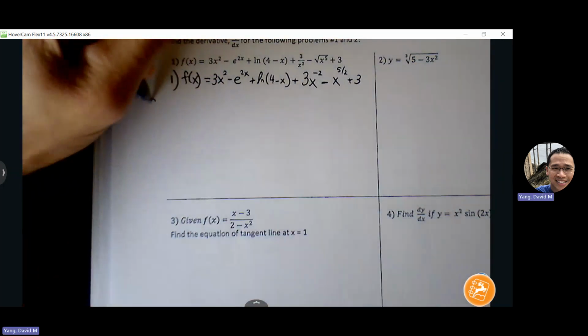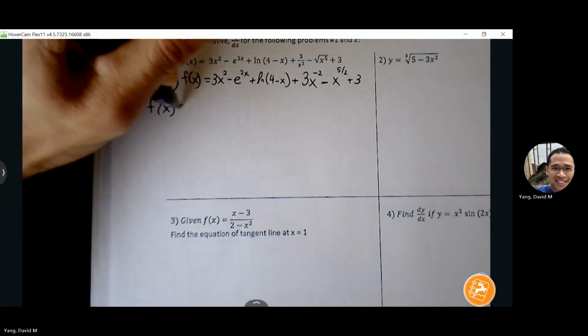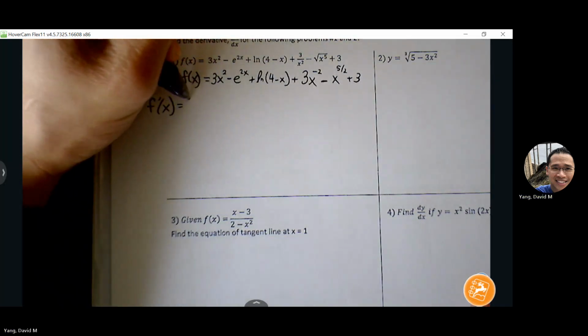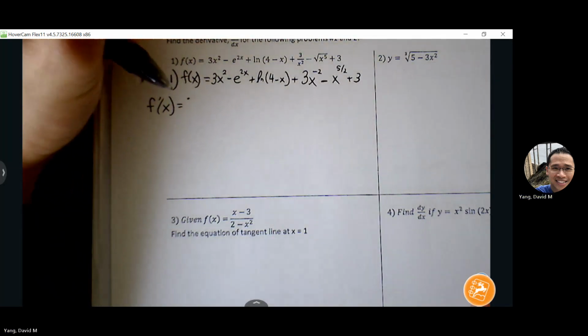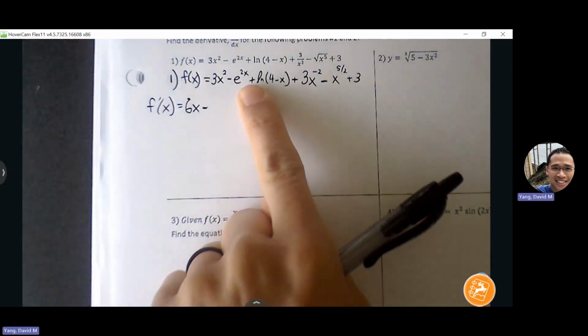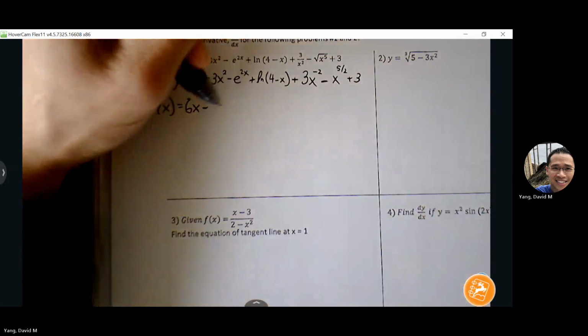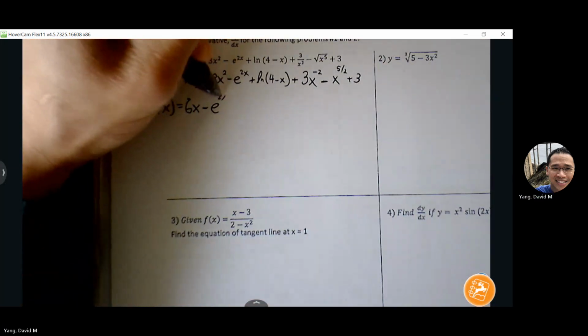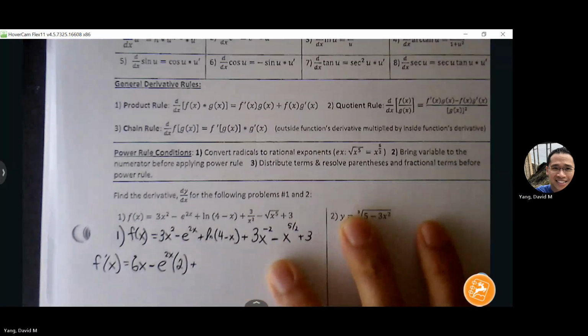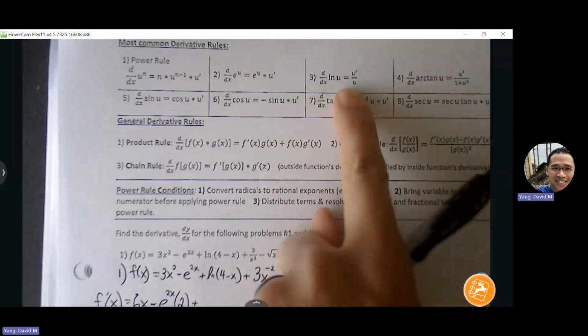Okay, f prime. All right, 3x squared becomes e to the 2x. Let's derive there. Natural log of 4 minus x. U prime over u, right? That's the rule for natural log of u.